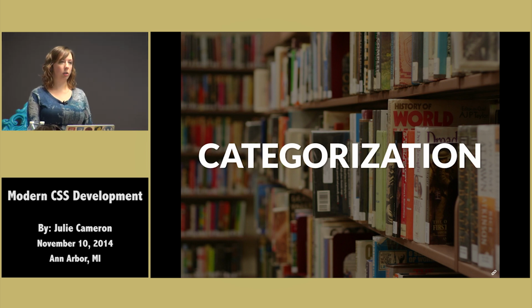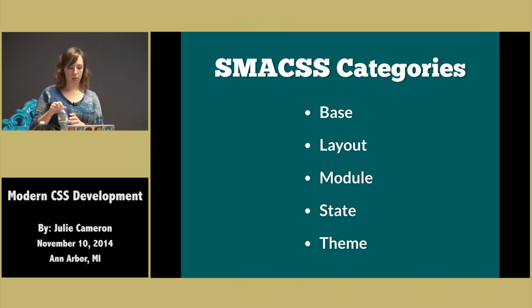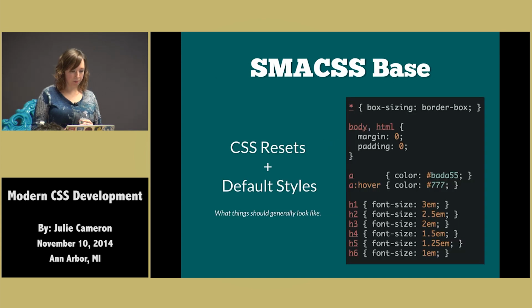Whereas OOCSS only really had one type of object, SMACSS splits objects into 5 types. And those types are base, layout, module, state, and theme. So let's dig into those a little bit.